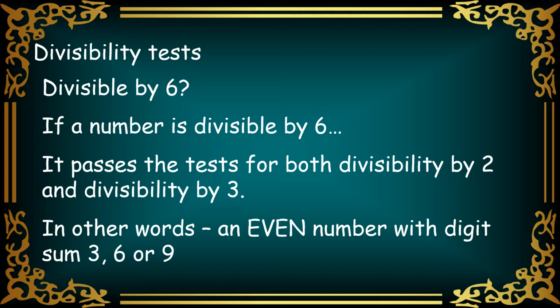Now, I'll explain you with an example so that it becomes clear. The statement is, if you read it at once, थोड़ा confusing हो जाता है, but it is very simple. Again, I'll explain. If there is a number given to you and if it passes the test of divisibility for 2 and for 3, then you say that it will be divisible by 6. In other words, an even number with digit sum 3, 6 or 9.